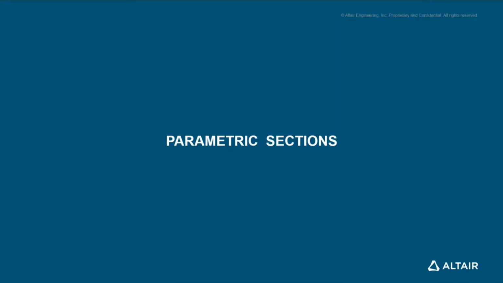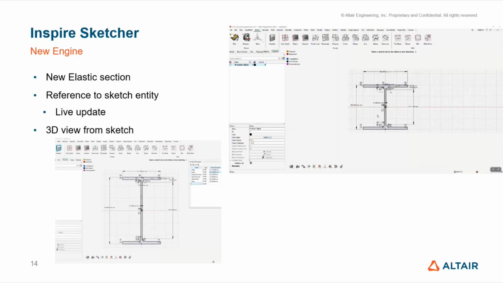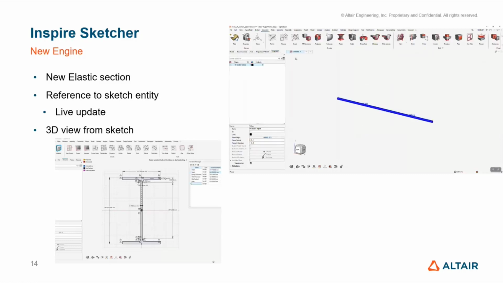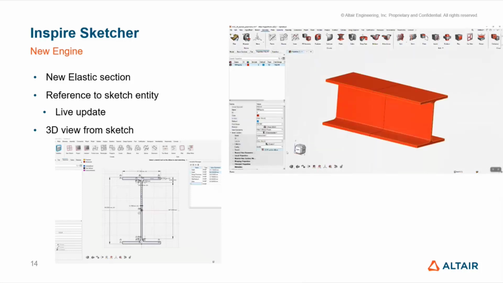One of the major announcements for this release is the new elastic section, which you saw in practice being generated from a donor solid. On the other hand, we can also support a parametric section. Here I have a model with a sketch. If you are not familiar with sketch, it's the same module borrowed from Inspire Sketch, which has been available in HyperMesh since 2022. And we can create a new configuration of beam section which refers to that sketch.